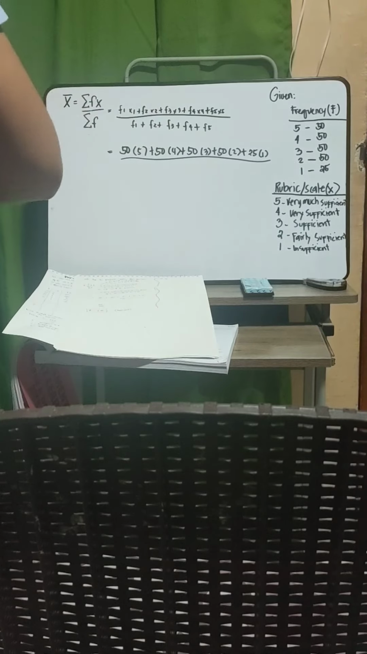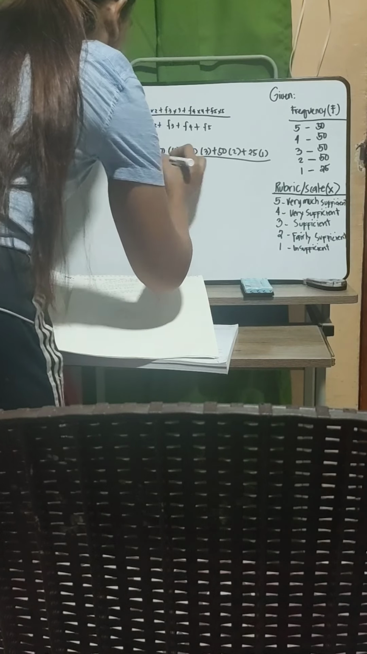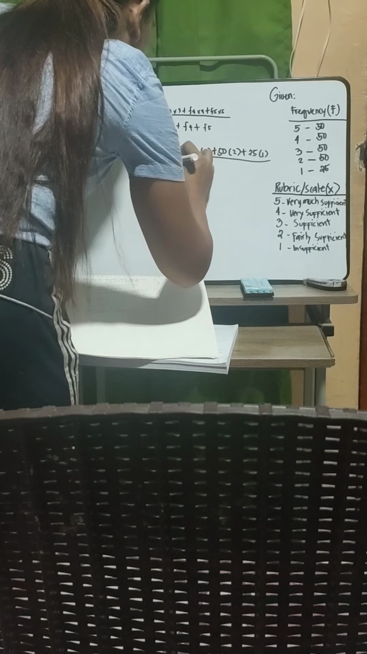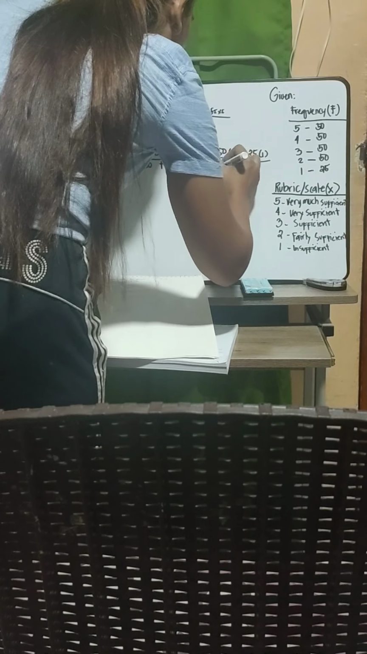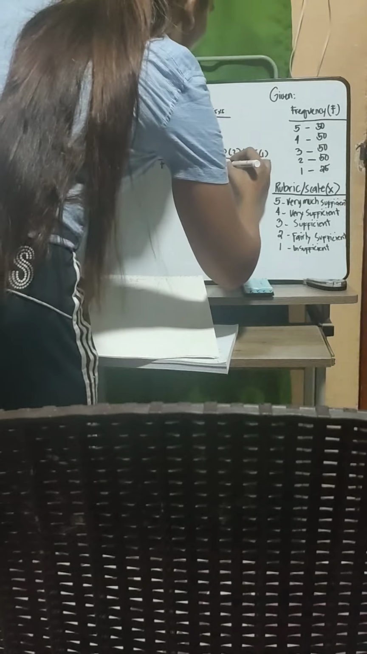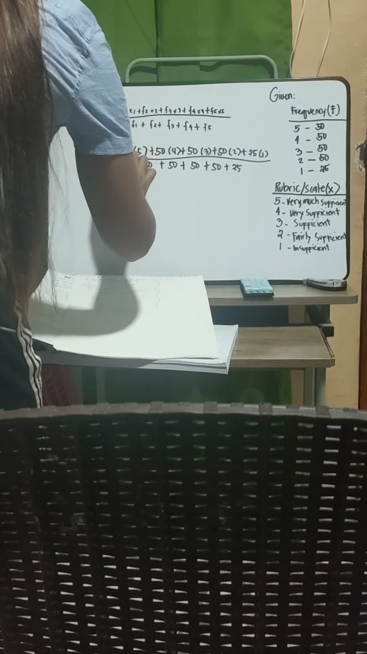Over our frequency, frequency 1 is 50. F2 is 50. F3 here is 50. F4 is 50. And frequency 5 is 25. What we are going to do is multiply the frequency by the weight. Let's multiply the frequency and weight.